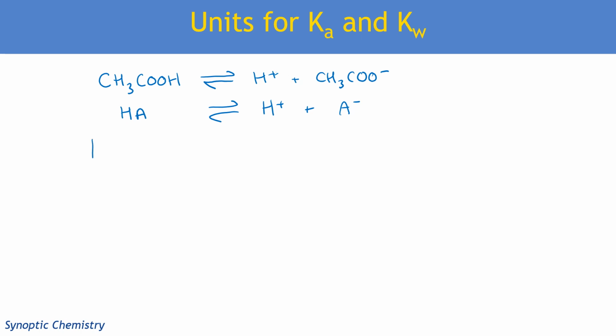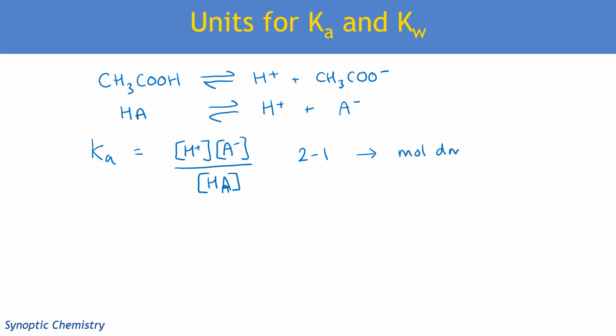So that means that Ka is going to be products over reactants, still going to be measured in concentration. And so there are going to be two things on the top, one thing on the bottom, 2 minus 1. So basically, it's just going to be moles per dm cubed. The units cancel out, you just end up with one concentration unit at the top.